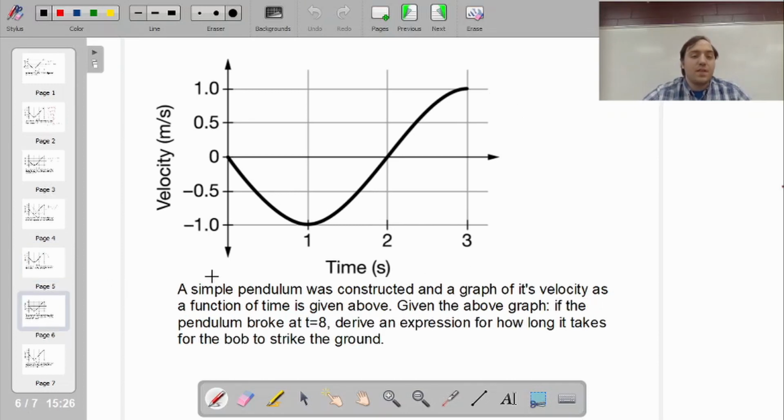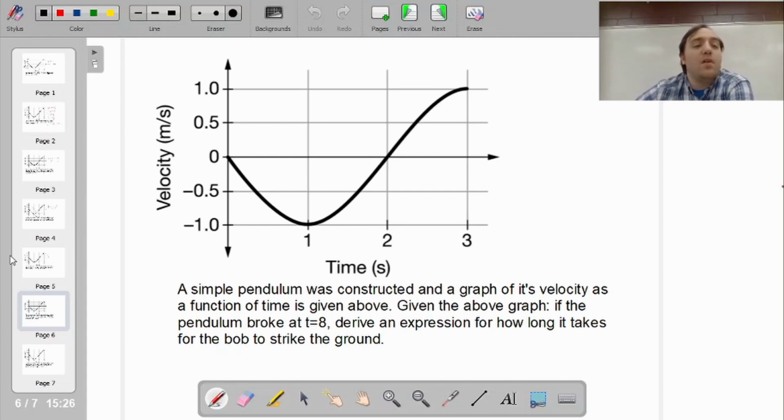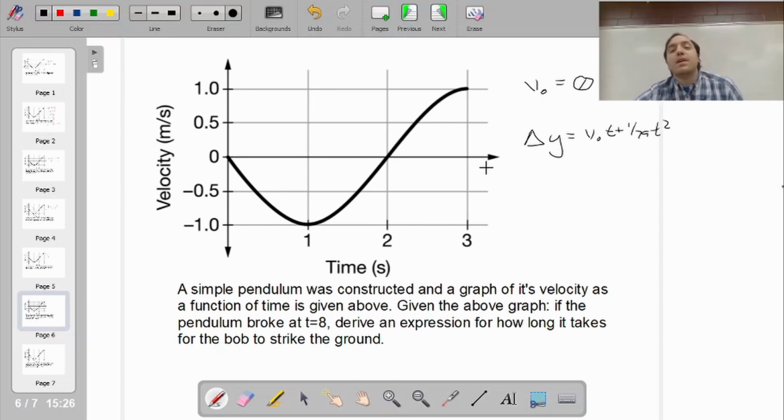A simple pendulum is constructed and the graph is given above. Given the expression above, if the pendulum broke at t equals 8 seconds, derive an expression for how long it takes for the bob to strike the ground. Okay, this is the exact same question as above, plus, because it doesn't ask you to find the velocity at 8, but it does require you to do so. And again, we said it's an even number, so it's going to be at 0, so my v initial would be 0. Delta y, or my falling height, or delta h if you'd prefer, equals v naught t plus 1/2 at squared, is an expression that would let me find it because it's in free fall.